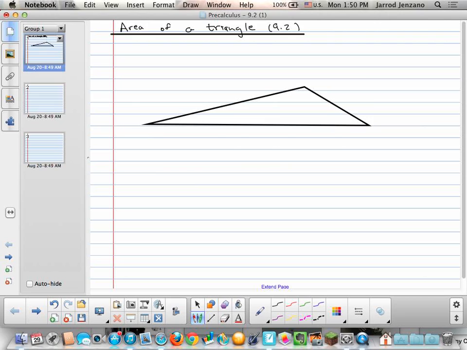I'm going to generalize everything, so I'm going to call this side A, this will be side B, and this will be side C. That makes this angle A. I'm going to put that outside the triangle, like in the book. This is angle A, this is angle B, and here's angle C.